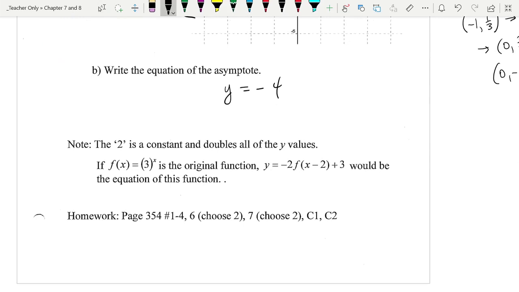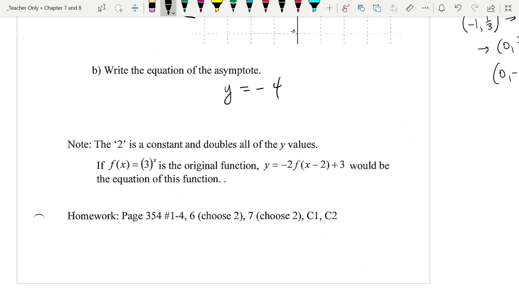Don't forget, we did have function notation for our equations too, right? If f of x is equal to 3 to the power of x, if that's my parent function. Wrong class, that would have been slot 2. We had a class change while you weren't looking. It's all good.